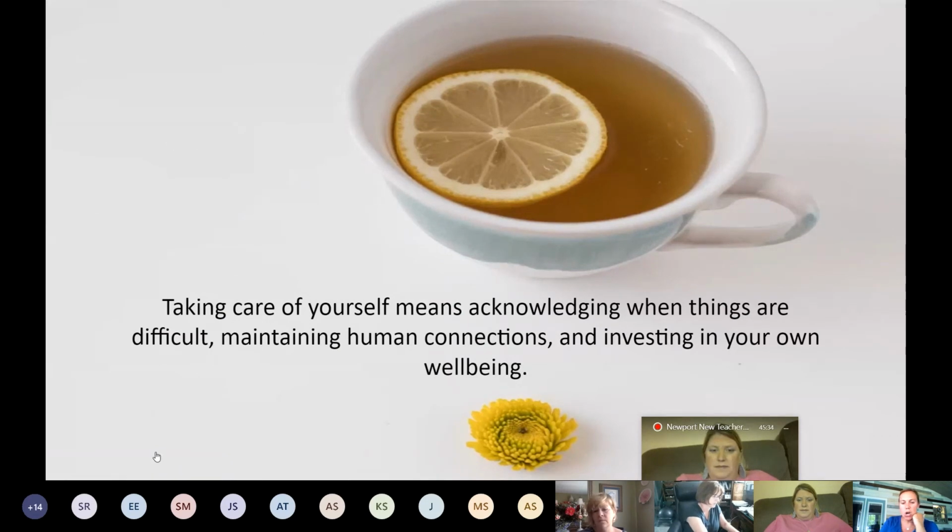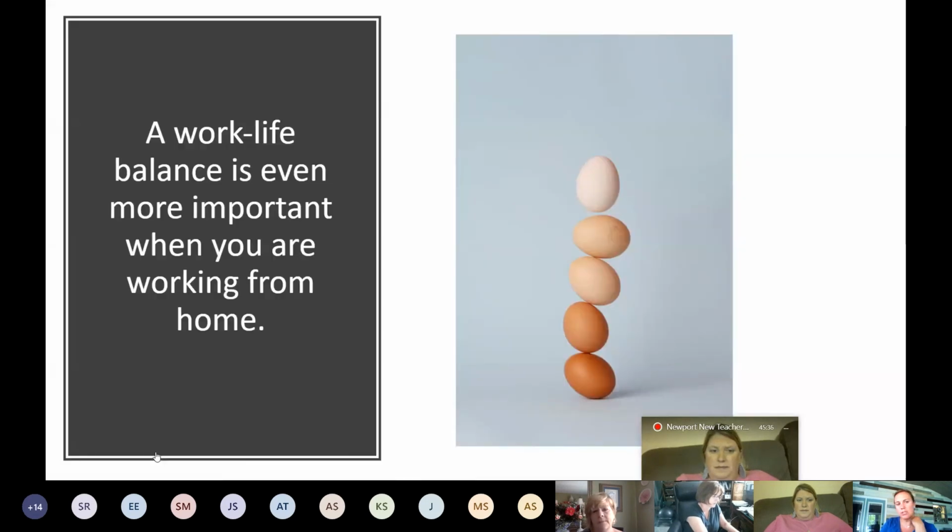And then invest in your own well-being. So like I mentioned before, this work-life balance is really important. I know I strive for it all the time, and sometimes I feel like I do a pretty good job and other times not so much, and that's okay. But we do want to keep that in mind.